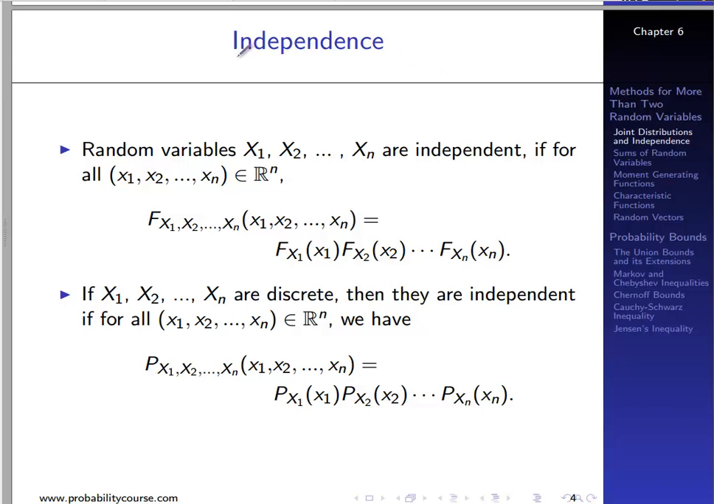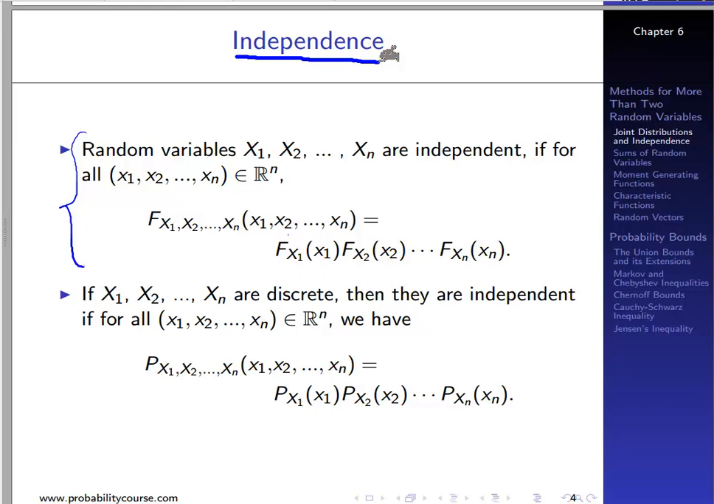Okay, let's talk about independence. Now, here's the general definition. After the general definition, we'll tell you what it means for discrete and continuous random variables. In general, random variables are independent if their joint CDF is the product of the individual CDFs.